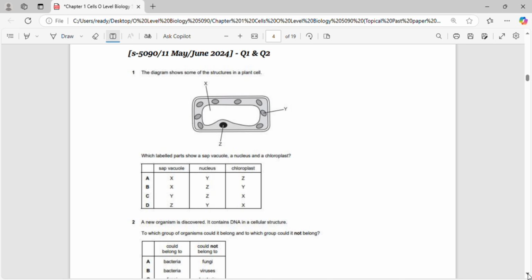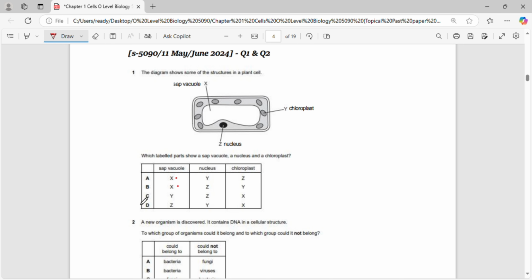In this question, parts of the plant cells are labeled as X, Y, and Z, and we need to identify and select the correct option that matches each organelle. We know that X is a sap vacuole, Y is a chloroplast, and Z is a nucleus. Match the labeled parts with the correct letters in the diagram to identify their locations. Let's go through this step by step.